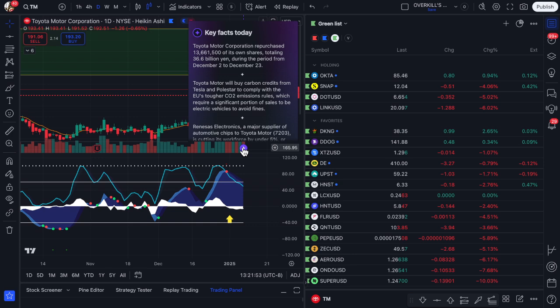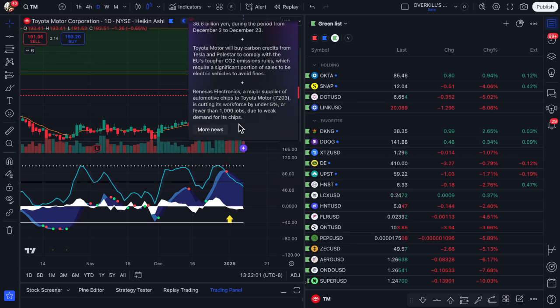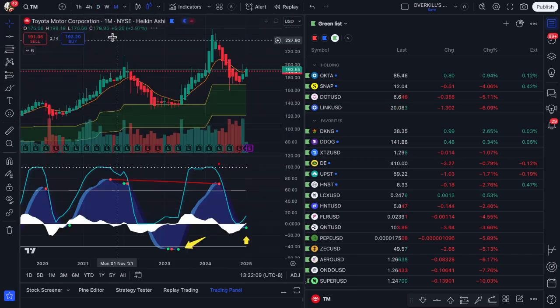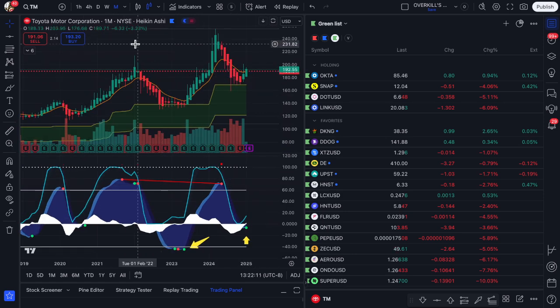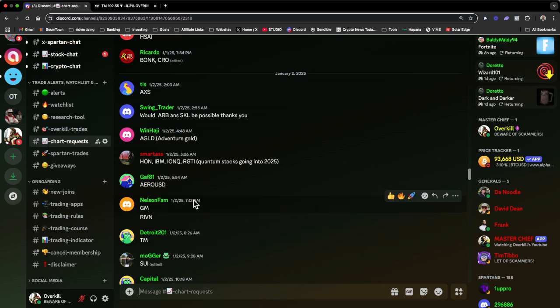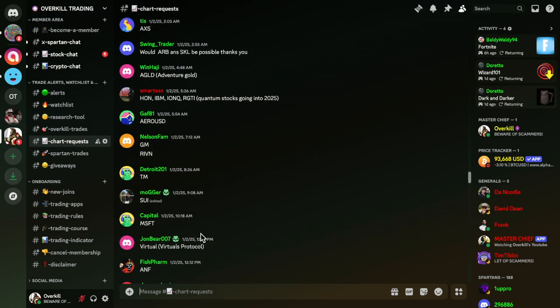It looks like they had a little bit of news. Toyota Motors Corporation repurchased 32 million of its own shares. So they're buying stock back, which is a good thing. When a company's buying their own stock, that's a good thing. 189 is that stop loss currently. And I really like the monthly here. I think there's going to be more upside for Toyota Motors. Personally, I'd want to buy it on the next daily green dot.